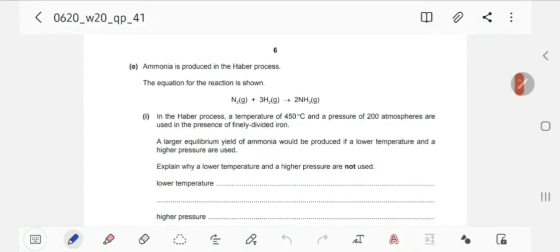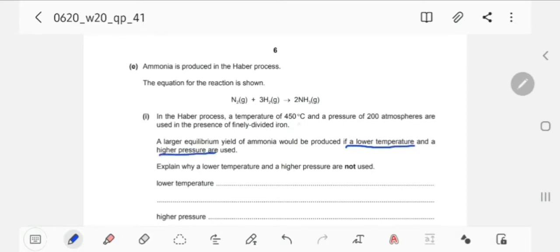Okay, this question is about the Haber process, in which ammonia is produced by the reaction between nitrogen and hydrogen. In the Haber process, a temperature of 450 centigrade and a pressure of 200 atmospheres are used in the presence of finely divided iron. A large equilibrium yield of ammonia would be produced if a lower temperature and a higher pressure are used.